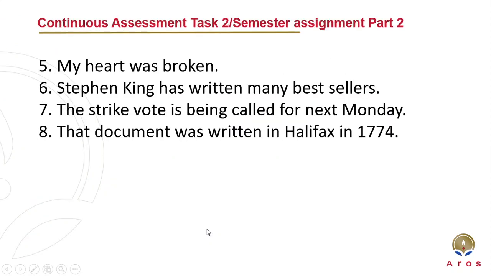There's a couple of examples. My heart was broken. There's a subject there, my heart. There's a verb there, was broken, but is there an object? No, so there cannot be a passive form of that. Then, number 6, Stephen King has written many bestsellers. Subject there, Stephen King, has written verb. Many bestsellers is your object. Can we make it passive? Yes, we can by saying many bestsellers have been written by Stephen King.